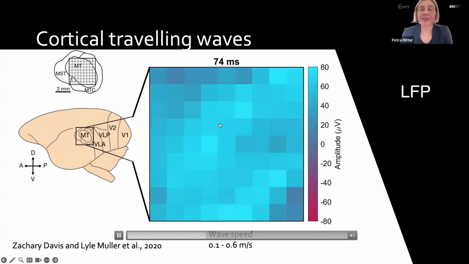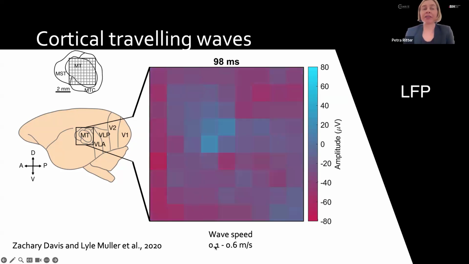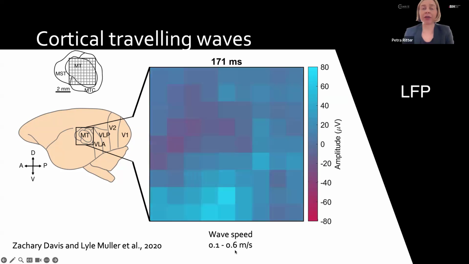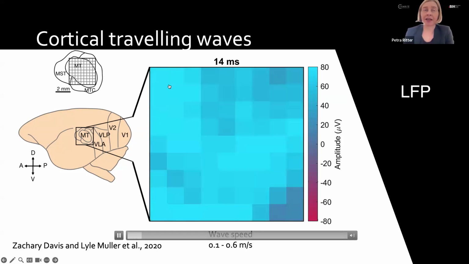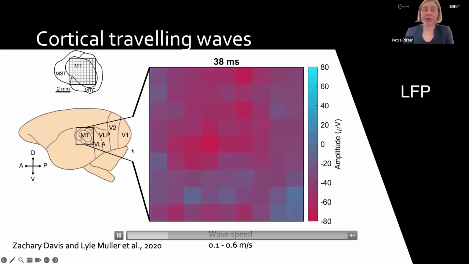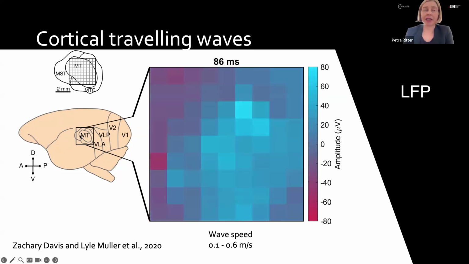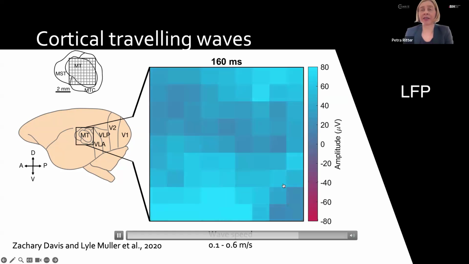And the waves that we can see here are relatively slow, between 0.1 to 0.6 meters per second, which also indicates, as does the area of distribution, that they are mediated by non-myelinated inter-areal connections within this area.